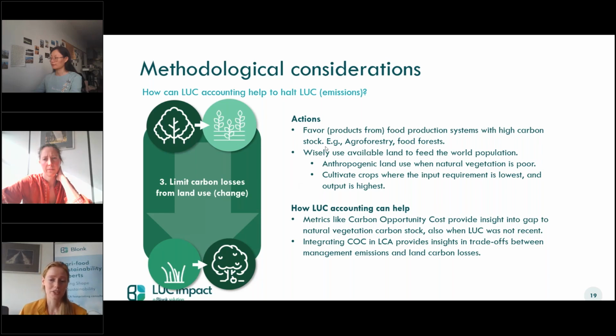Wisely using the available land in the sense, for example, that we cultivate crops where input requirements are lowest and output is highest, but also where natural vegetation would have been less rich, so would have been poorer. So this also relates to a lower loss of carbon from your conversions. And this is to some extent reflected in the carbon opportunity cost metric. Because you're taking into account the natural situation, but also the current situation, you can see how much carbon you're losing compared to the outputs that your system provides.